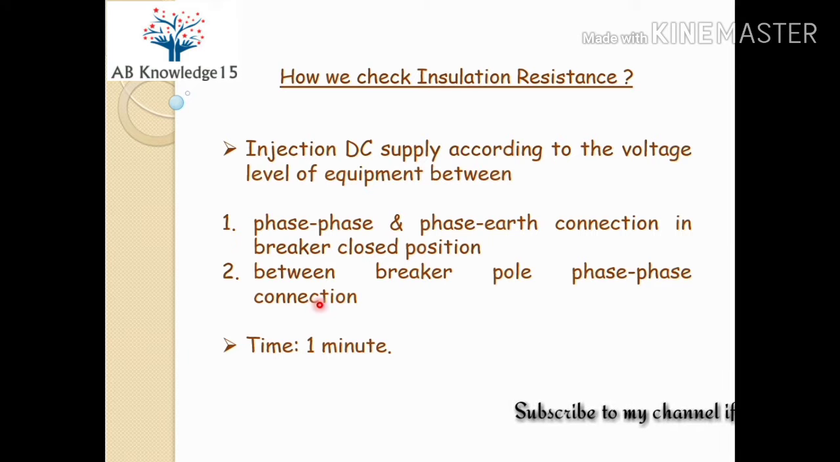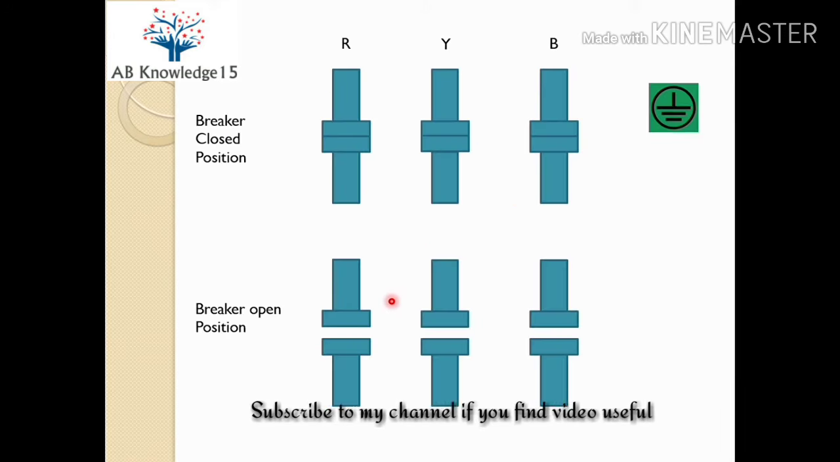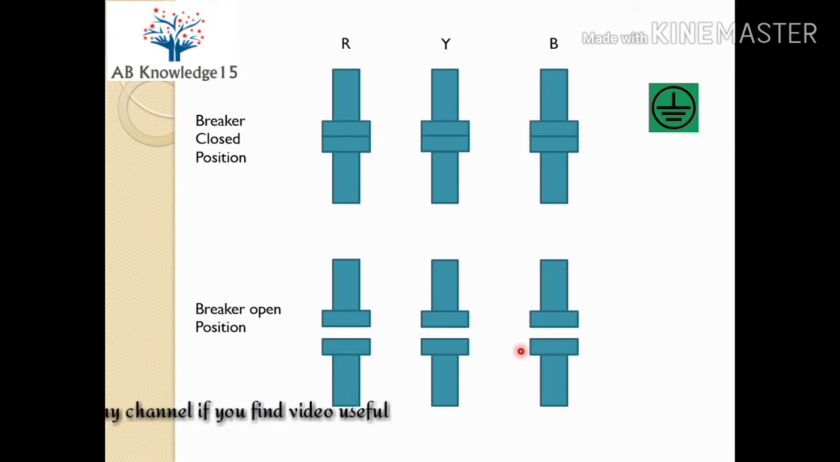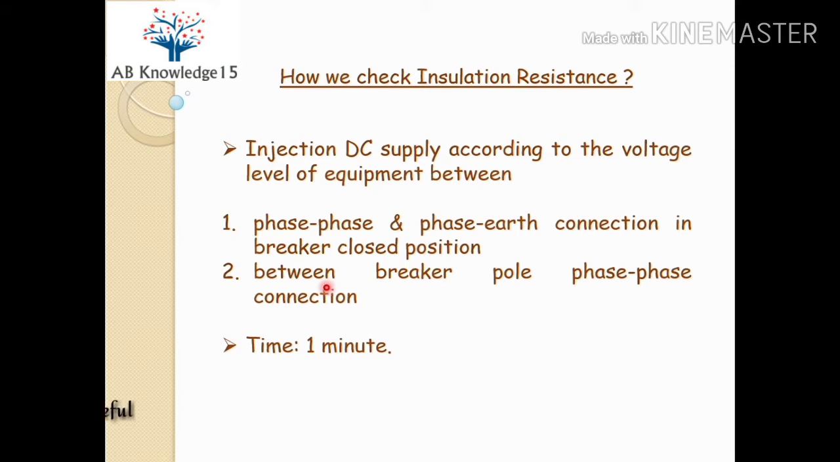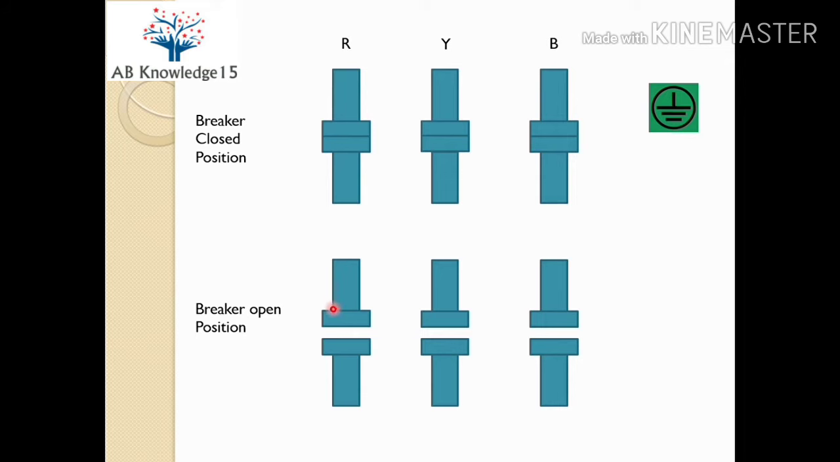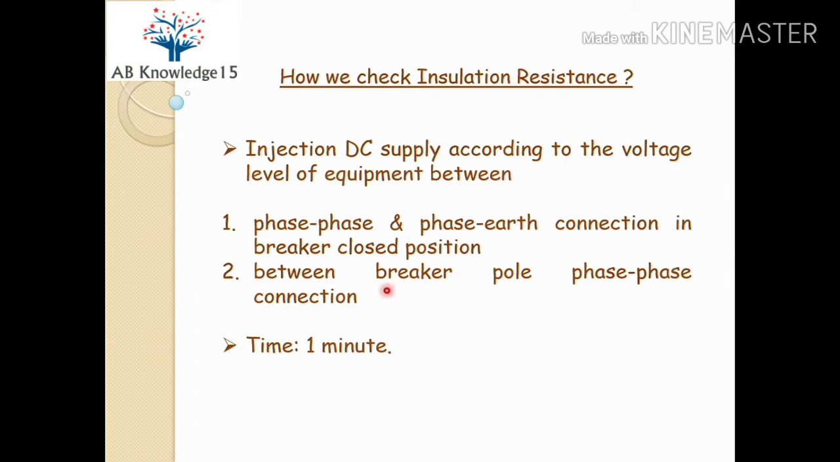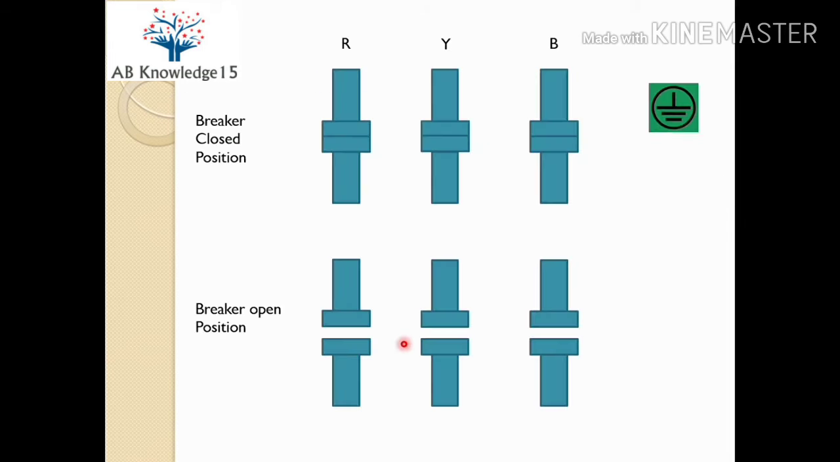The second one is the breaker open position. This is the breaker open position, and here you have to inject the DC supply between the breaker poles. One phase consists of two poles: R and R dash, Y and Y dash, B and B dash. You inject the DC supply between these poles, and the duration of the voltage injection is 1 minute. For 1 minute you have to inject the DC supply.